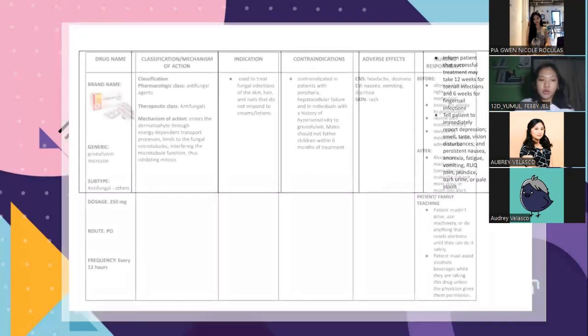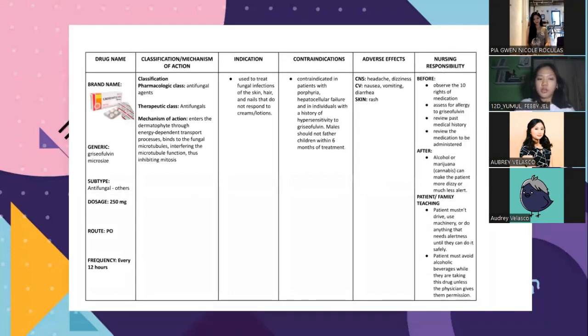Now, lastly, for griseofulvin microsize, it is a subtype of antifungals from the brand Grifulvin. It enters the dermatophyte through energy-dependent transport processes. It binds to the fungal microtubules, interfering with microtubule function, thus inhibiting mitosis. Its dosage is 250 milligrams in an oral route and is usually administered every 12 hours.